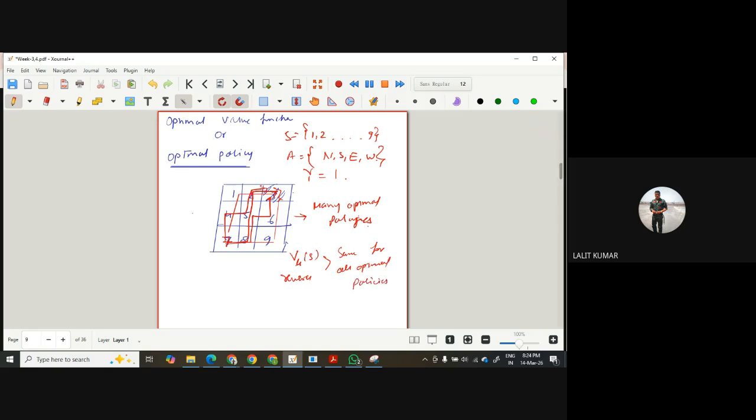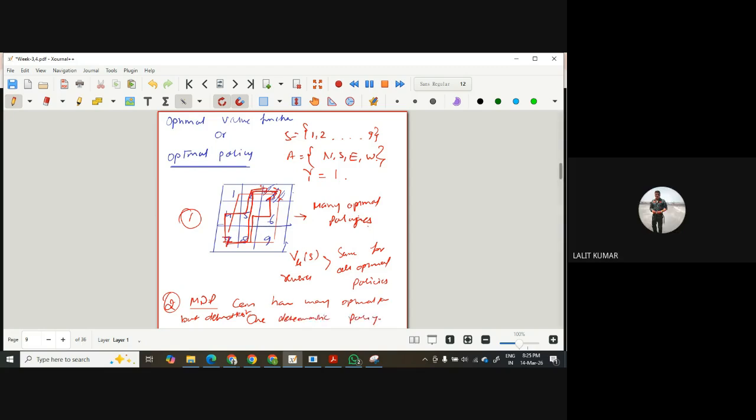Number one. Number two, an MDP can have many optimal policies, but definitely at least one deterministic optimal policy.